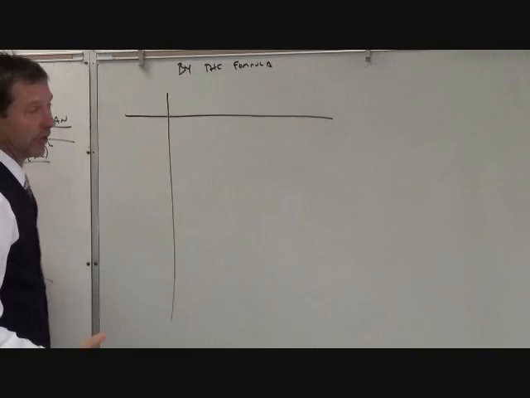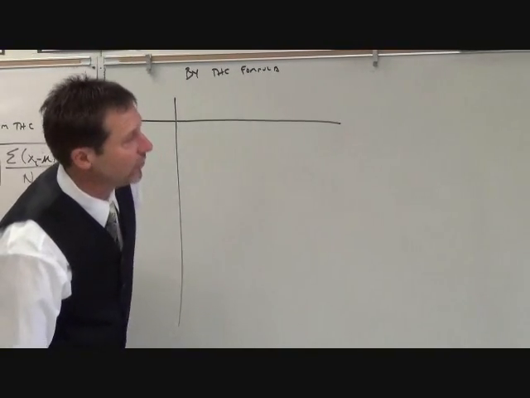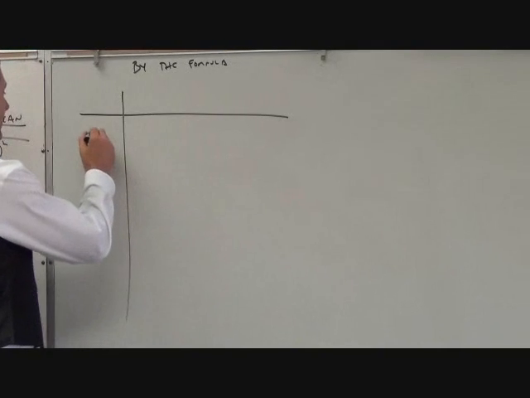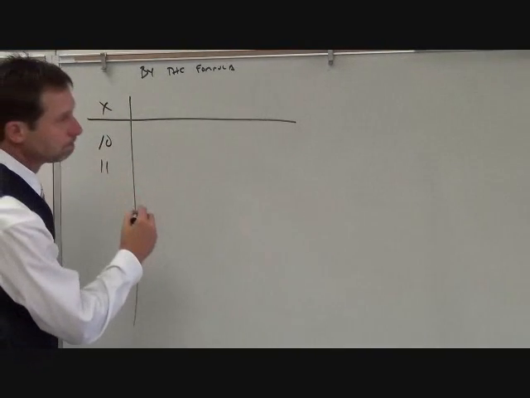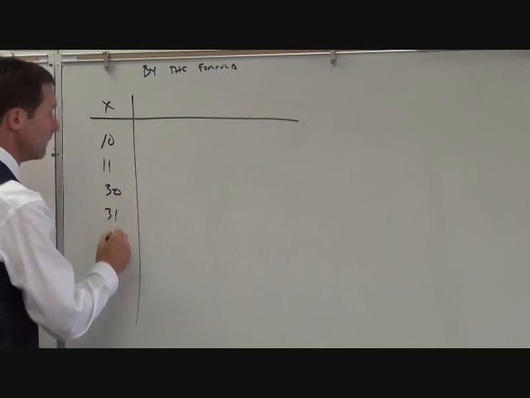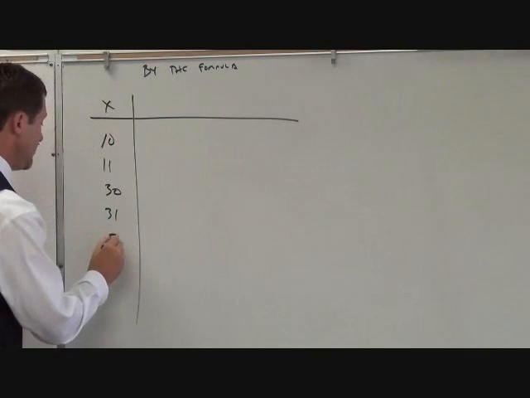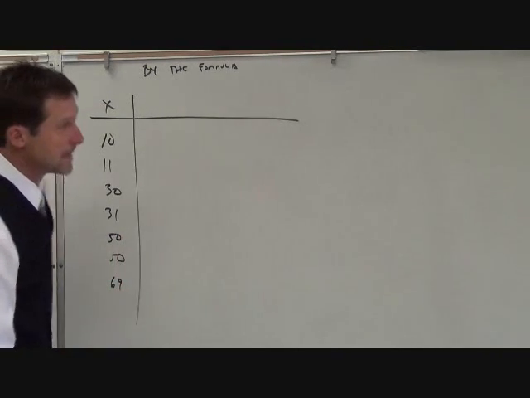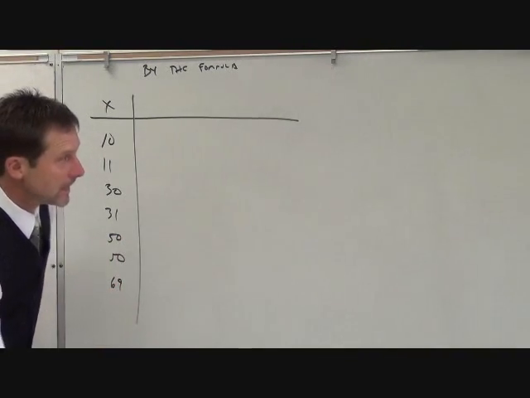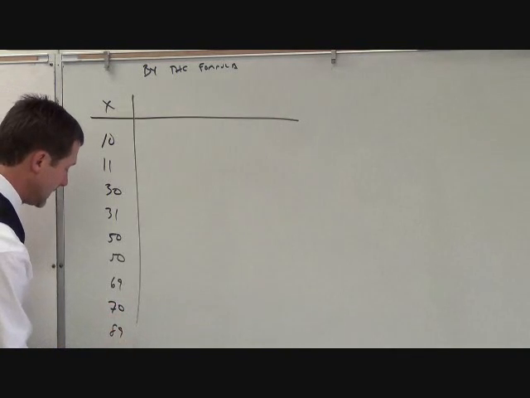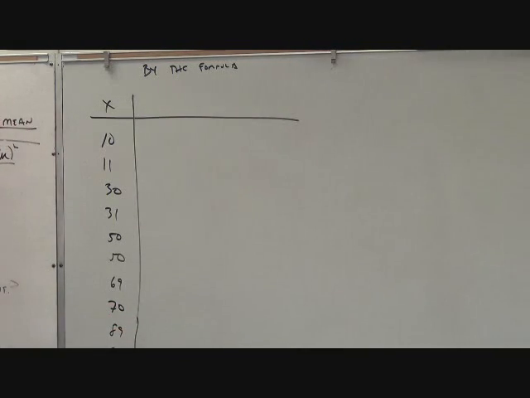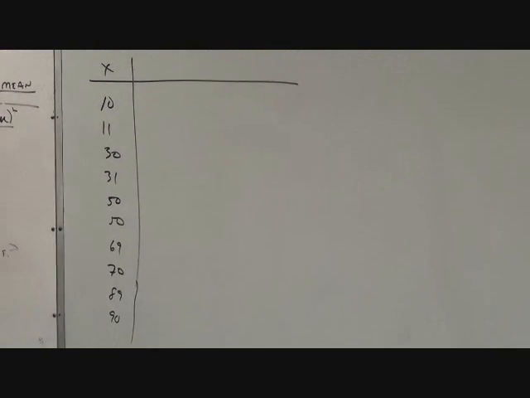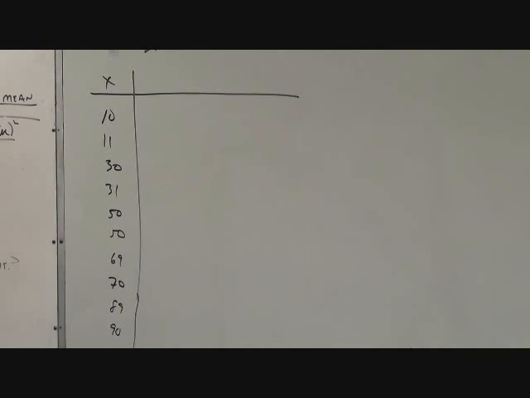The first thing is to write down the original data set. So let's go ahead and do data set 1. So we've got 10, 11, 30, 31, a couple of 50s, 69, that's 70, 89, and 90. By the way, this formula that I've got right here, this is the second formula on your formula sheet. It's written a slightly different way, but the second formula, that's the standard deviation of the data set.